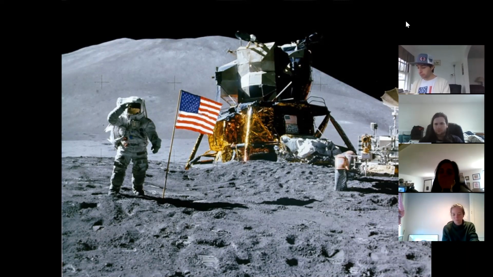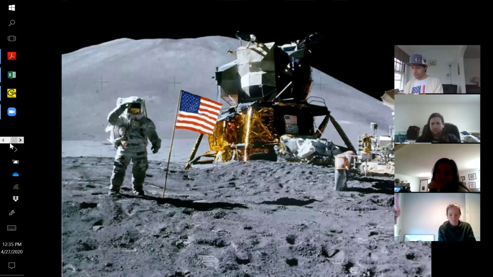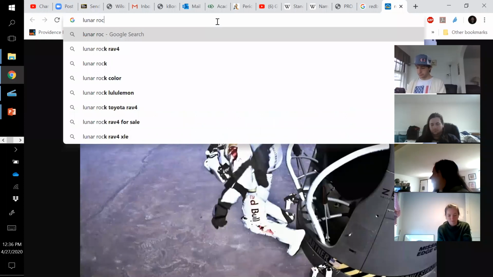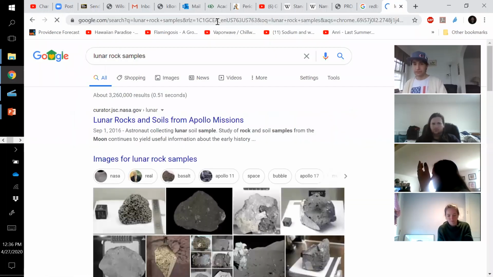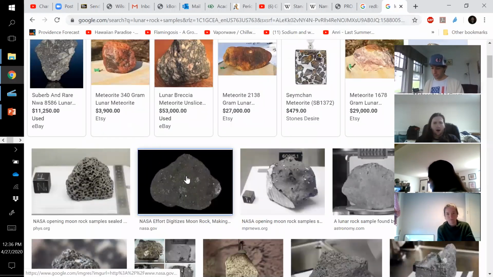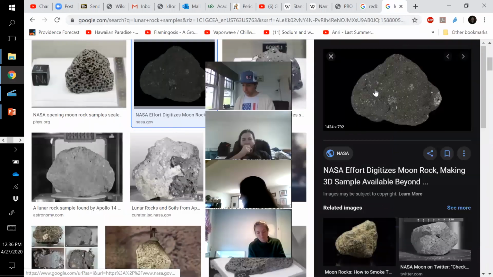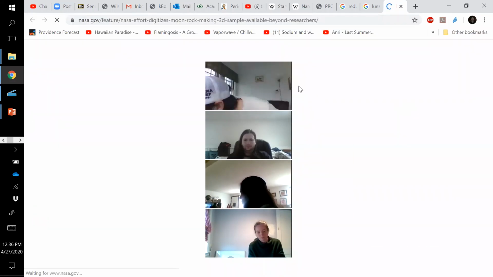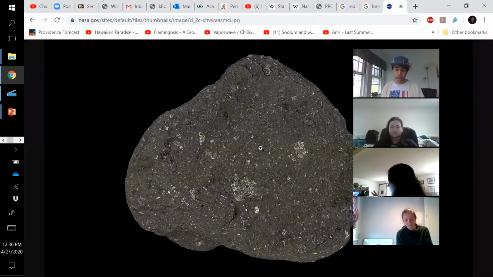But when you take these rocks back to Earth and you look at samples, oops, sorry, I didn't mean to stop the share. I meant to change the share. When you look at some of these lunar rock samples, some of them are jet black. So here's a picture of a rock sample. This is basalt rock. This is black volcanic rock. So the surface of the moon is actually quite dark. Ooh, that's a nice high-res picture of some moon rocks there.